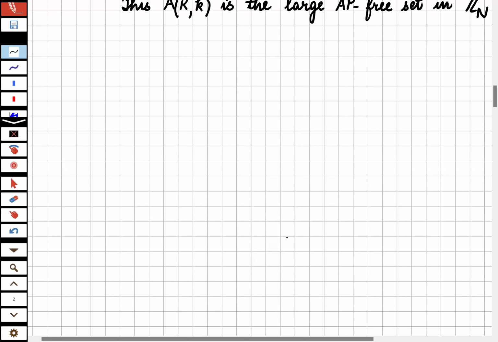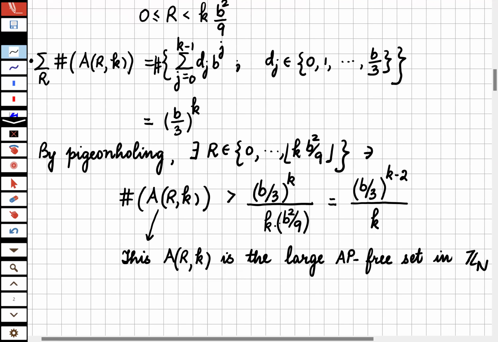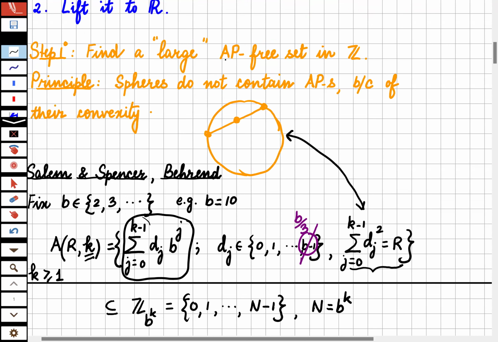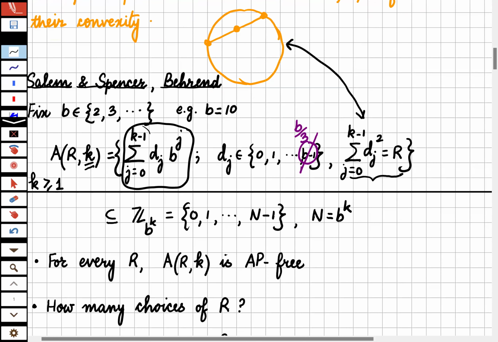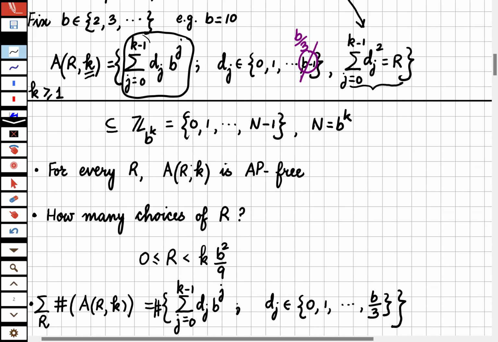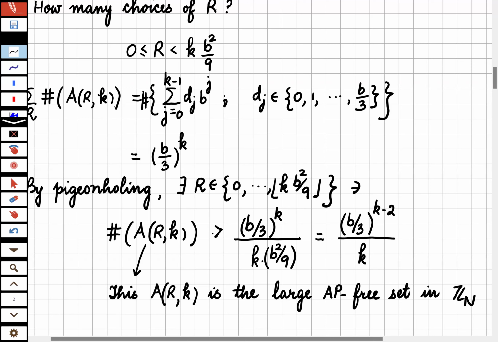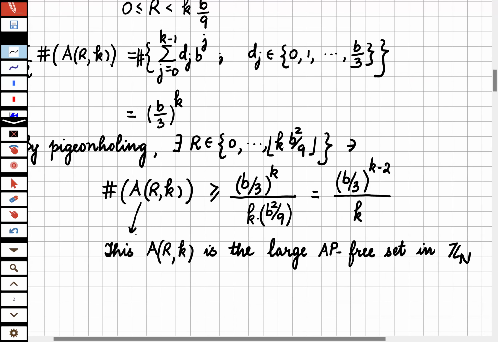Okay, so let's see. Remember, this was our goal, at least for step one. Step one was to find a large AP free set in Z. So for every large enough capital N, as capital N grows bigger and bigger, this construction of Behrend, Salem, and Spencer gives us a large AP free set inside this, largeness being determined by this lower bound. Any questions so far? Okay. If not, I'm going to move on to step two.